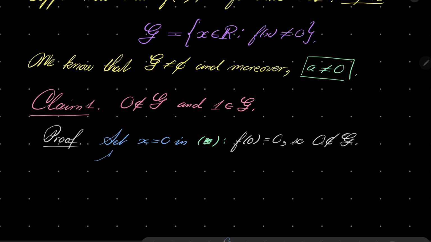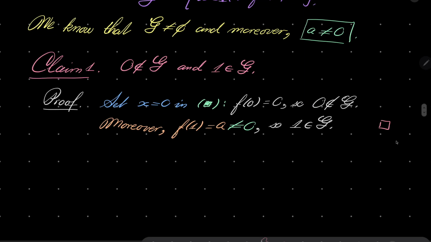And moreover, let's set x to be 1. Notice, moreover, f of 1 is a, and we are assuming that a is not 0. So 1 is in our set G, which closes the proof of my first claim. Claim number 2.